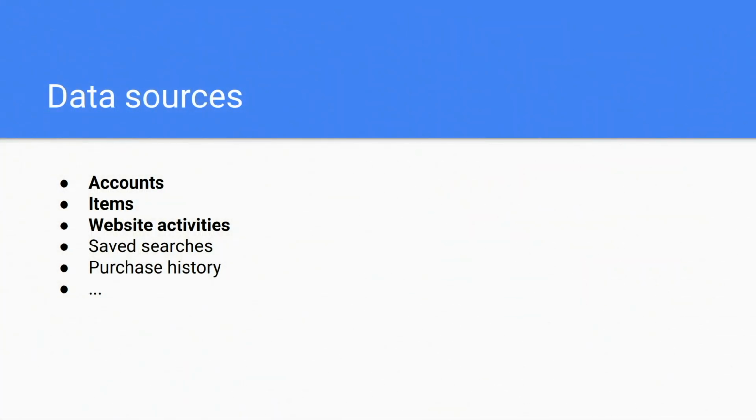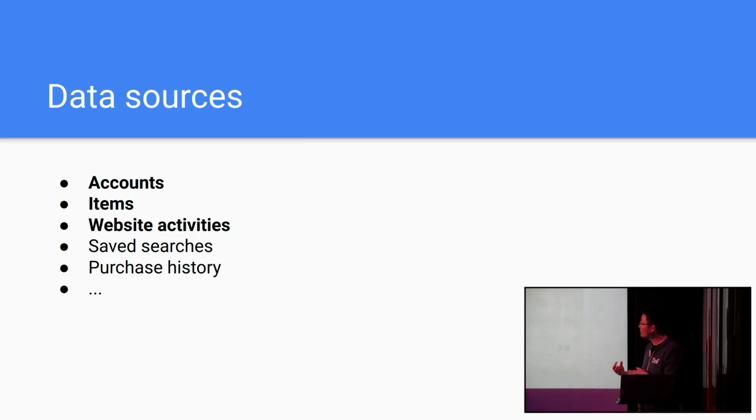So, data sources. For this kind of website, I have data sources such as account data, items or products data, and some kind of website tracking activities. And I have people's saved searches and purchase history and other stuff. For now, to make this session slightly easier compared to a real-life pipeline, I'm going to focus on 3 data sources, which are accounts, items, and website activities. So let's use these 3 to generate a nudge email.